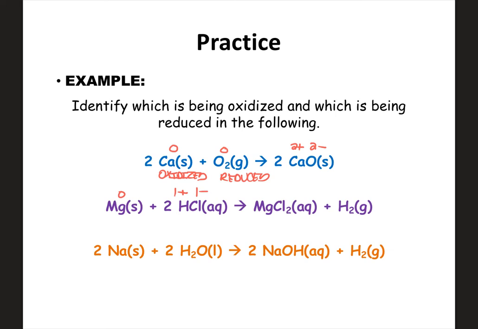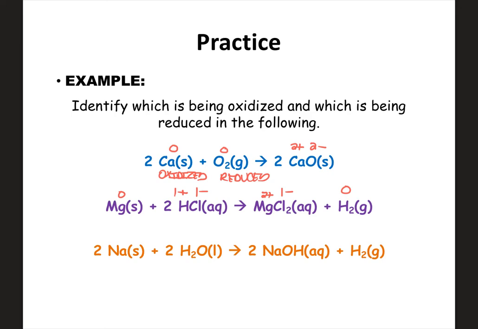All right, now when I go to my product side, MgCl2, it's a compound, so magnesium is going to be 2 plus from the table. Chlorine here is going to be 1 minus, from the table. And then the H2 is a diatomic, so it's going to be 0. So you might say, wait, we have 3 substances here. How can we have oxidation and reduction with 3 substances if there can only be 1 oxidized and 1 reduced? Well, if you look at this, the chlorine has the same charge on both sides. So the chlorine is not oxidized or reduced.